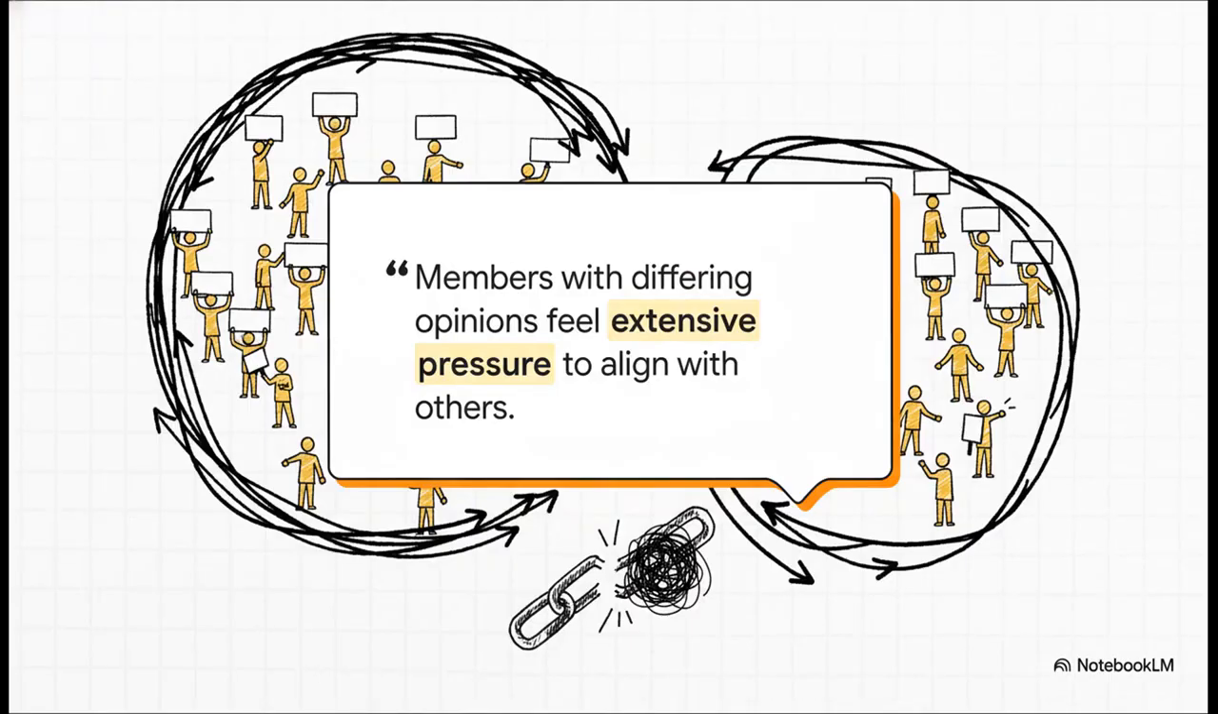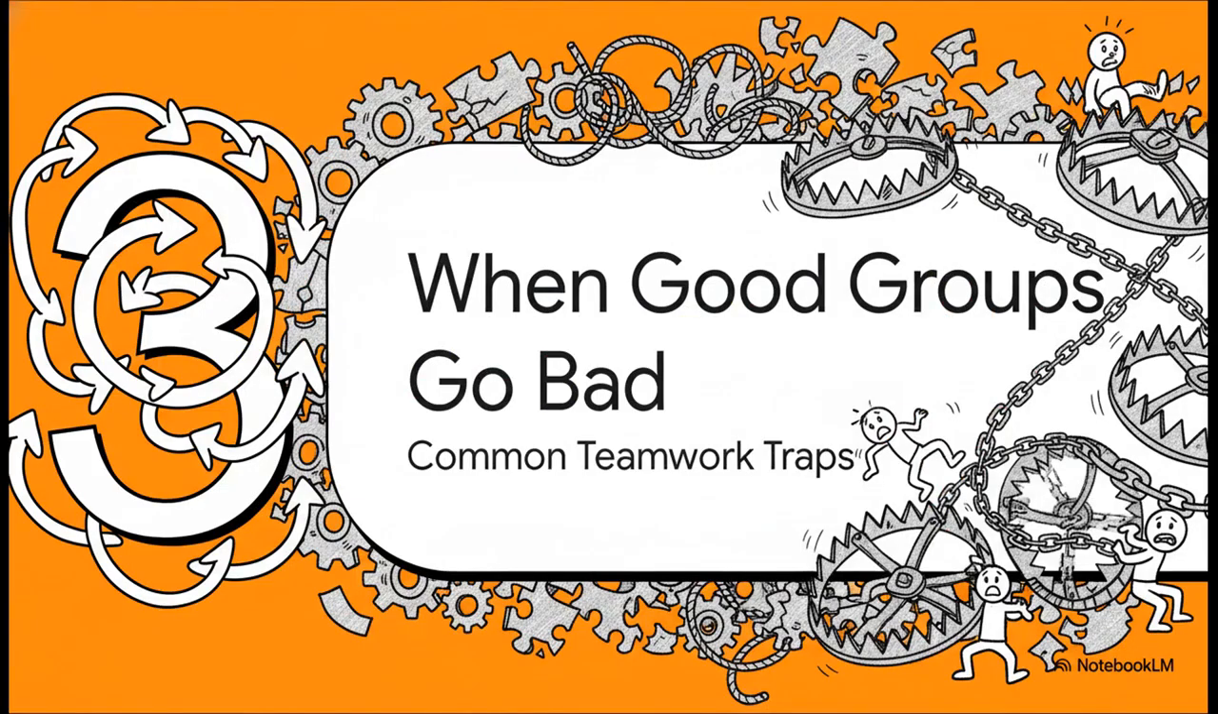And the pressure to follow these norms is huge. The classic Asch conformity studies found that people will knowingly give a wrong answer just to avoid being the odd one out. So what does that tell us? It tells us that this pressure to fit in can be a massive roadblock to making smart decisions. Now that pressure to conform is just one of the ways a really promising group can go completely off the rails. So let's look at some of the most common teamwork traps and figure out how they trip us up.